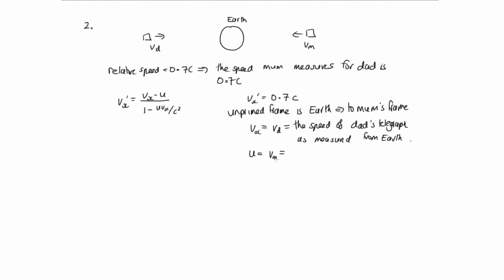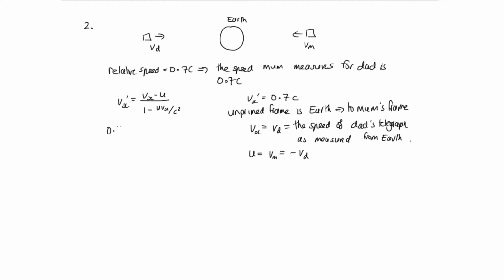Now, in the question, we're told that they come from opposite directions, but that they have the same speed as measured from Earth. So that tells us that Vm is equal to minus Vd. The minus because they're in opposite directions, but the absolute value, the speed, is the same. Okay, so now we've defined what everything is. This is what we're trying to find, Vd. We want Vd. So we can substitute this in and try and solve it.